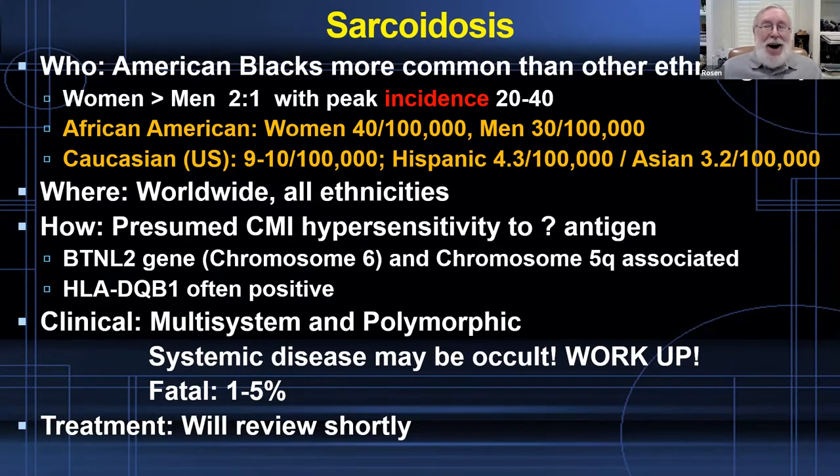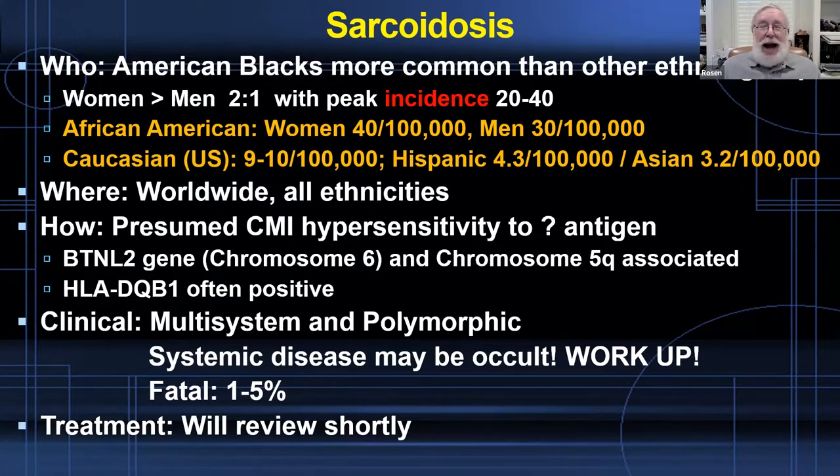But look at other individuals in that skin of color category who have very low incidence of sarcoid. Hispanic individuals in general, about 4 per 100,000. Asian individuals in general, about 3 per 100,000. So what we're talking about here is a disease that's more common. And I will let the cat out of the bag, it's more severe in African-American or Black individuals. Yes, you can see it worldwide in all sorts of ethnicities, but this is a really high-risk group.